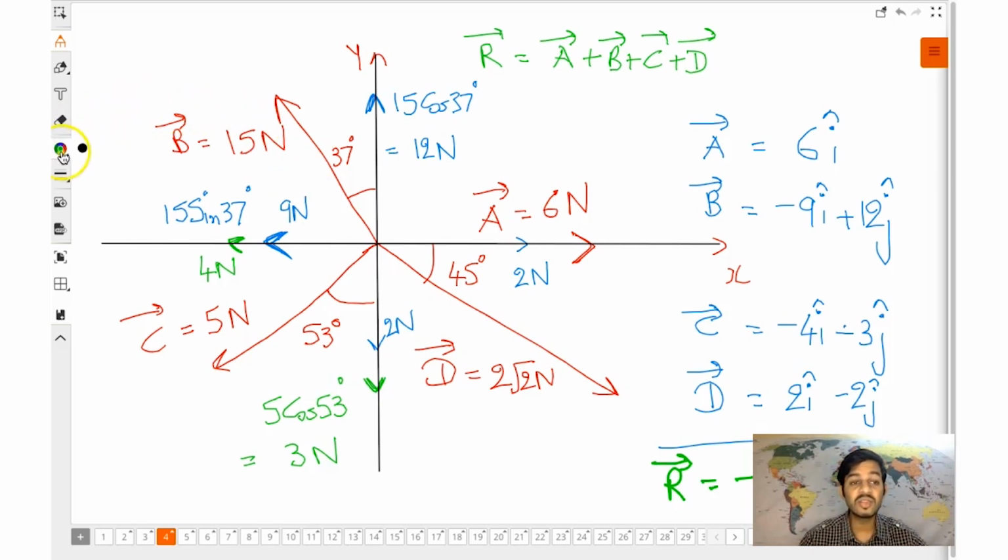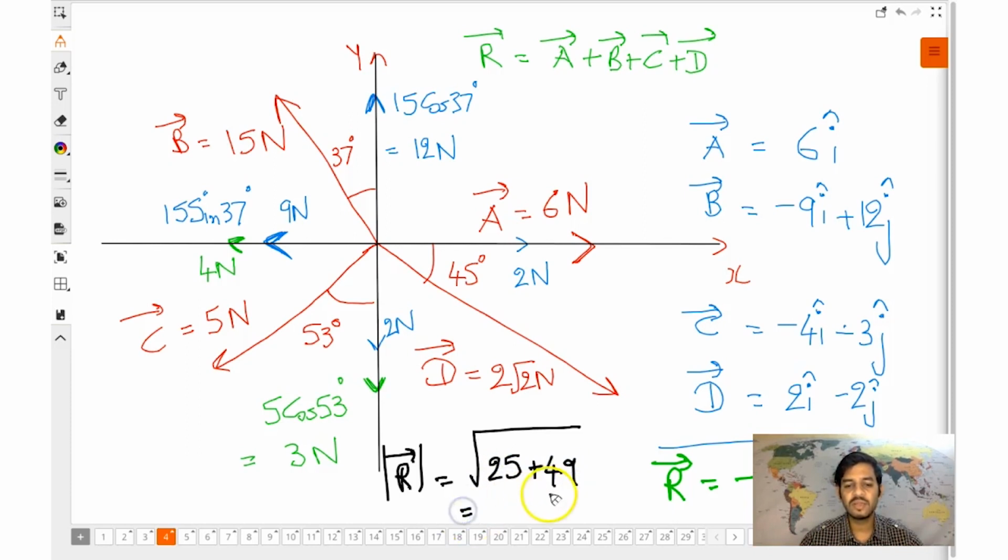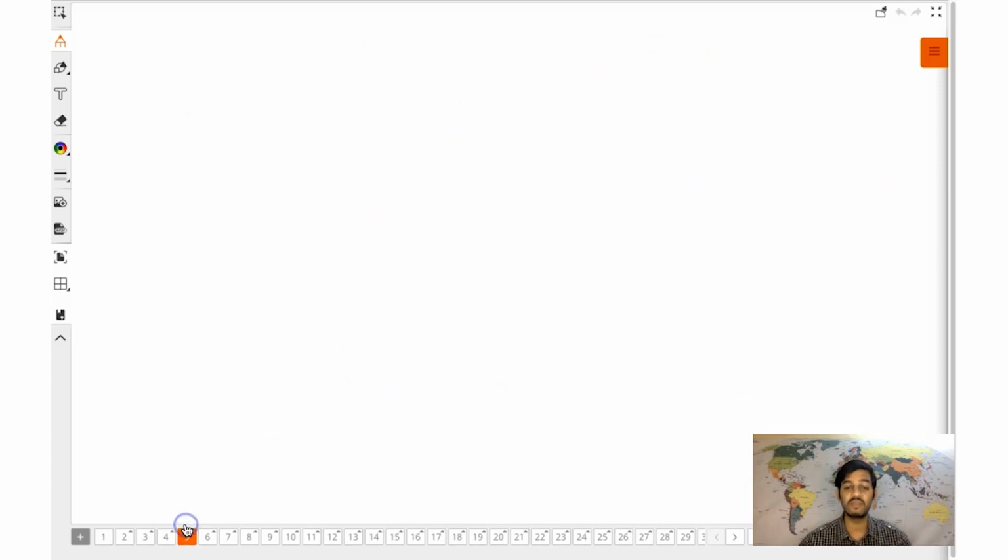If someone asks you what is the magnitude of r, बहुत easily mod r simply equals root of 25 plus 49. Answer will be root 74 newtons. Let's say you want to represent this vector, that you can do very easily, the final vector, even if you want to draw.